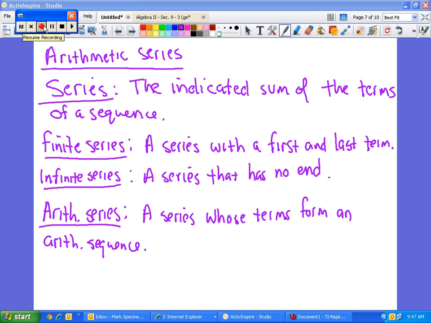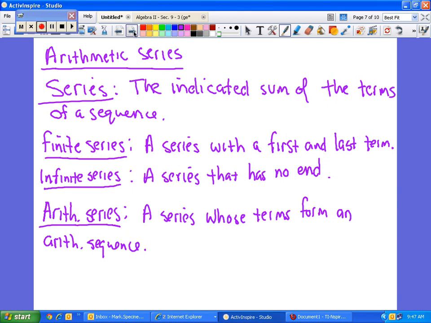Alright, so a series in general is just the sum of the terms of a sequence. So you have some sequence, add up the values, that's a series. A finite series, obviously finite, has a beginning and an end. Infinite series has no end. And an arithmetic series is a series whose terms form an arithmetic sequence.